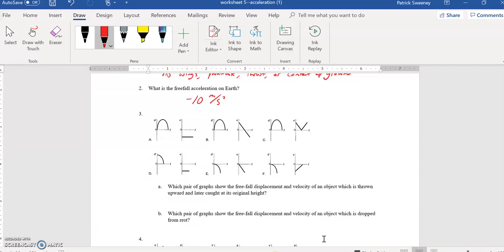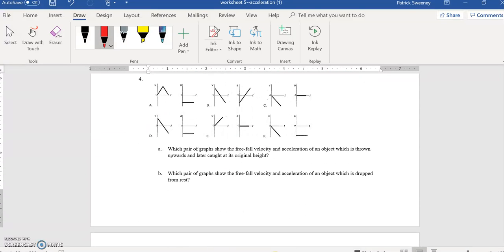Number 3, we're matching up which graphs represent free fall velocity and displacement of an object which is thrown upward and later caught at its original height. That's going to be choice B. Question B, which graphs represent the free fall displacement and velocity of an object which is dropped from rest? So if we're dropping it from rest, that's picture E. Last but not least, same kind of deal. We got pictures to match. Which graphs show the free fall velocity and acceleration of an object that's thrown up and later caught? That's going to be picture D.